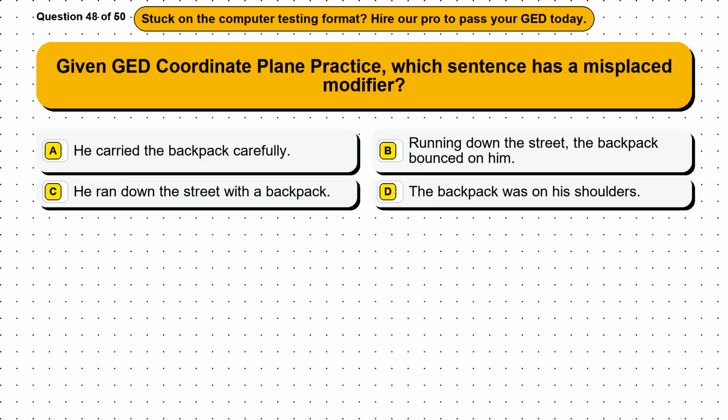Question 48. Given GED Coordinate Plane Practice, which sentence has a misplaced modifier? Option A. He carried the backpack carefully. Option B. Running down the street, the backpack bounced on him. Option C. He ran down the street with a backpack. Option D. The backpack was on his shoulders.